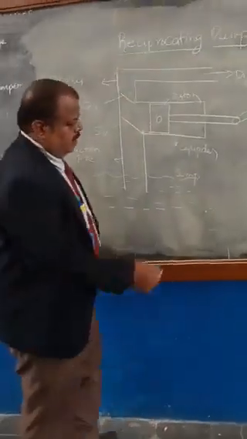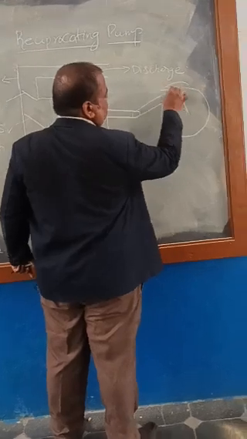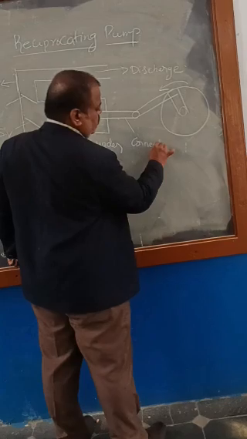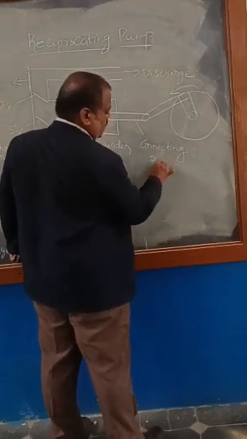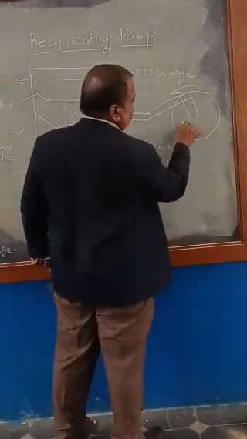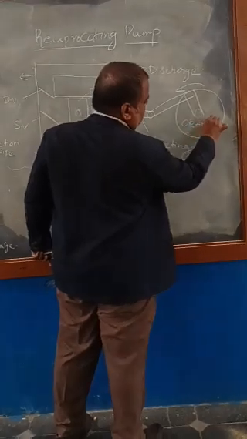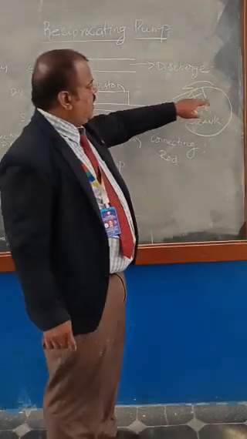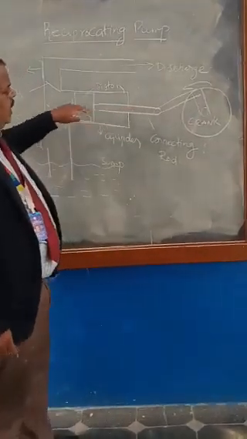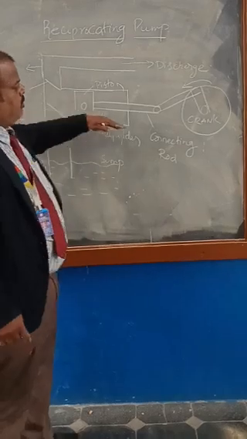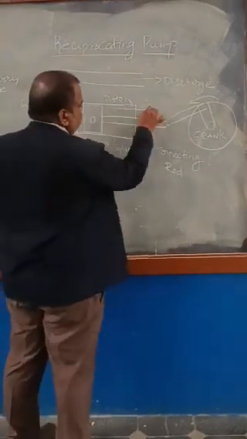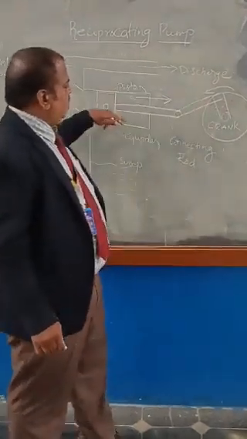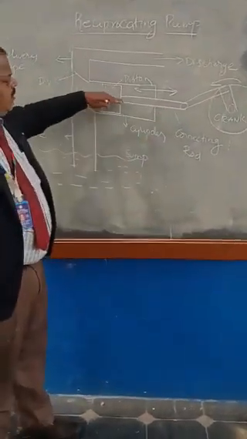This is known as the crank, and this is the connecting rod. This crank will be connected to the motor, and when the motor rotates, the crank rotates. When the crank rotates, what will happen? It will move the connecting rod forward and backward; it will reciprocate. That is, when the crank rotates, the connecting rod moves forward and backward. The piston will be inside the cylinder.